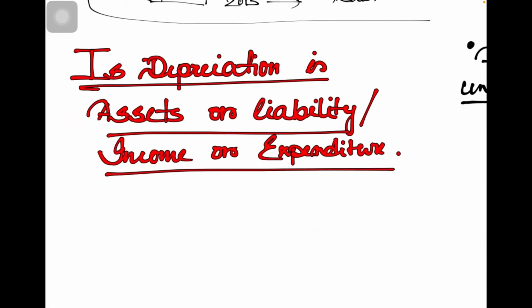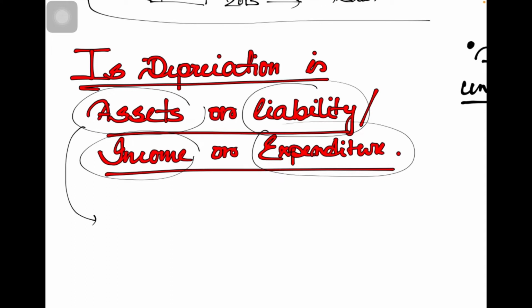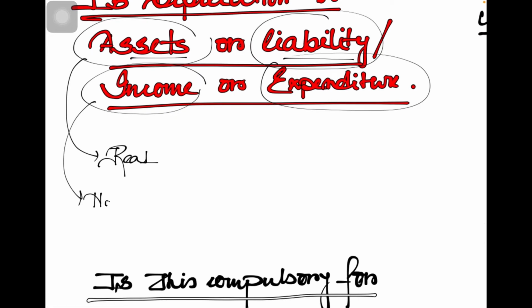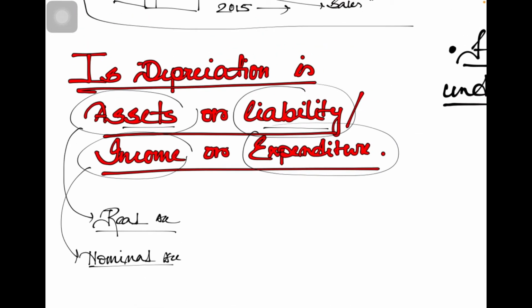Second question. It's also a very important question. Is depreciation an accounting asset or liability? First question, income or expenditure? Means the question they actually wanted to know is whether we are going to treat depreciation under the head of real account, since assets or liability, or nominal account. Let me clarify this, whether it is real account or nominal account.